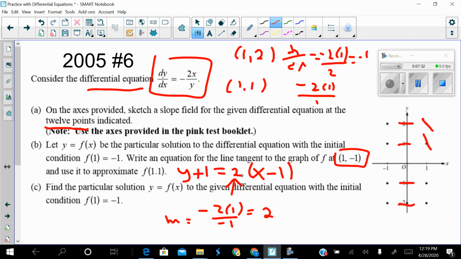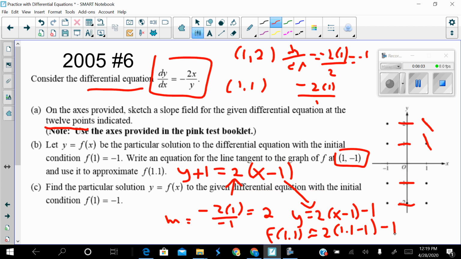Now we're not done. They want us to use it to approximate f of 1.1. So from here, let me just move the 1 to the other side. So we have the equation of our tangent is y equals 2 times x minus 1 minus 1. And so I'm going to approximate the y on the graph by getting y on the tangent line. f of 1.1 is approximately 2 times 1.1 minus 1 minus 1. So this would be 0.2 minus 1. Now, I would leave my answer like that, but just so you guys know, that's equal to negative 0.8.